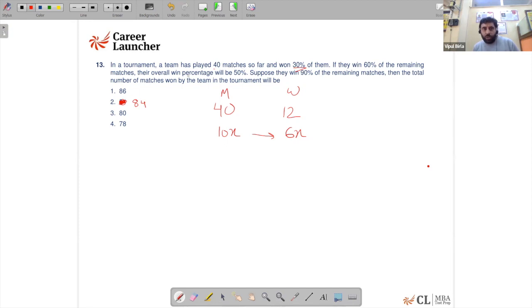And now they stated the overall percentage will be 50. That means the total number of matches won will be equal to 12 earlier plus 6x, out of the total number of matches, which is 40 + 10x. And they have stated that this is equal to 50%. So when I say this is equal to 50%, that means this will become 1/2. So I end up getting 24 + 12x is equal to 40 + 10x. So therefore, I get 2x as 16, or x as 8.